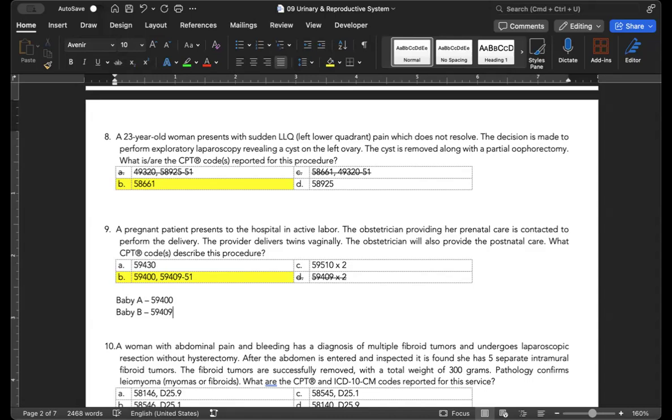How do you know when you need a global package? And would 59400 always only be reported once? Yes. So 59400 is only going to be reported once because every pregnancy is only going to have one global package. And then we know for this one, it's going to be global because the same obstetrician that did her prenatal care is also doing the delivery and is also doing their postnatal care.